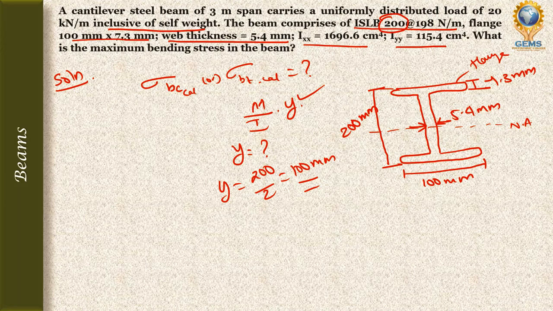And what is the I value? Bending will be about the x-x axis, so the maximum bending moment we have to consider in the x-x direction. So Ixx is equal to 1696.6, given in cm⁴. We have to convert it into mm⁴, that is into 10⁴ mm⁴. So Ixx is there. We have to find the bending moment M.